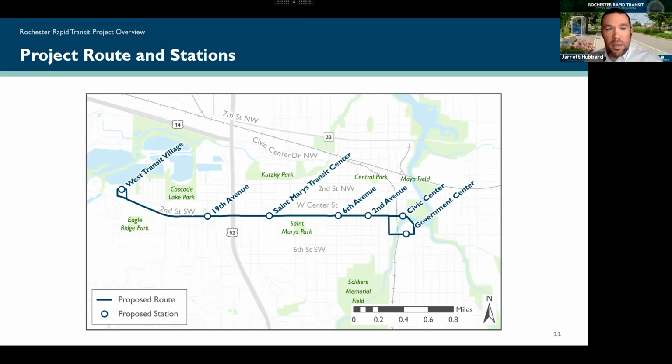Moving towards the east, the line would then run through downtown by St. Mary's and through downtown, eventually hitting Civic Center, and then make a right-hand turn onto 3rd Avenue, then make a right-hand turn onto 4th Street with a stop at the Government Center, another right-hand turn on Broadway with a left-hand turn back onto 2nd Street to head back out west.